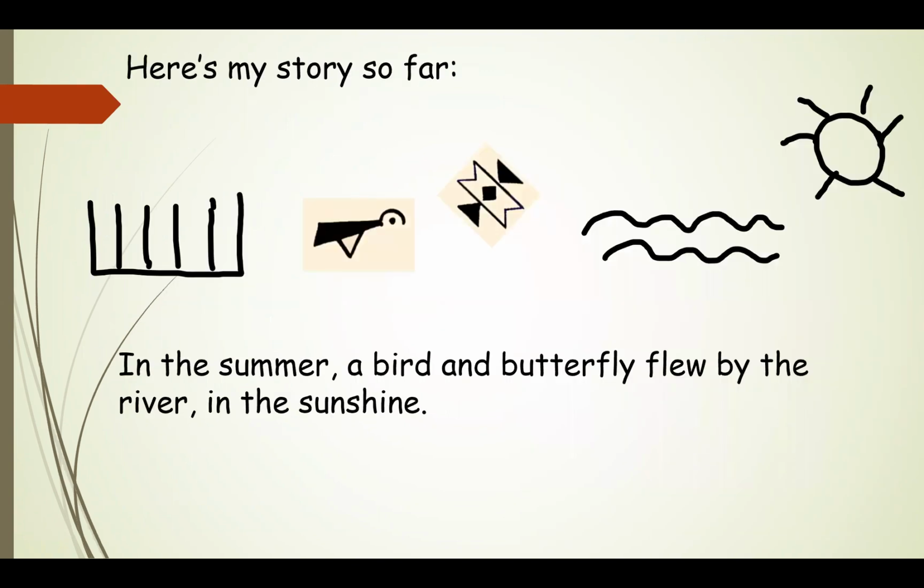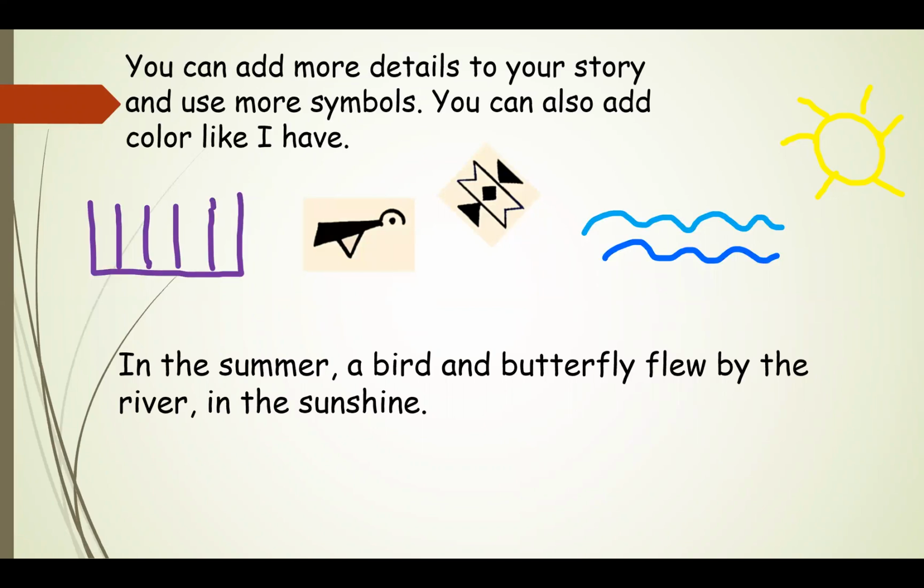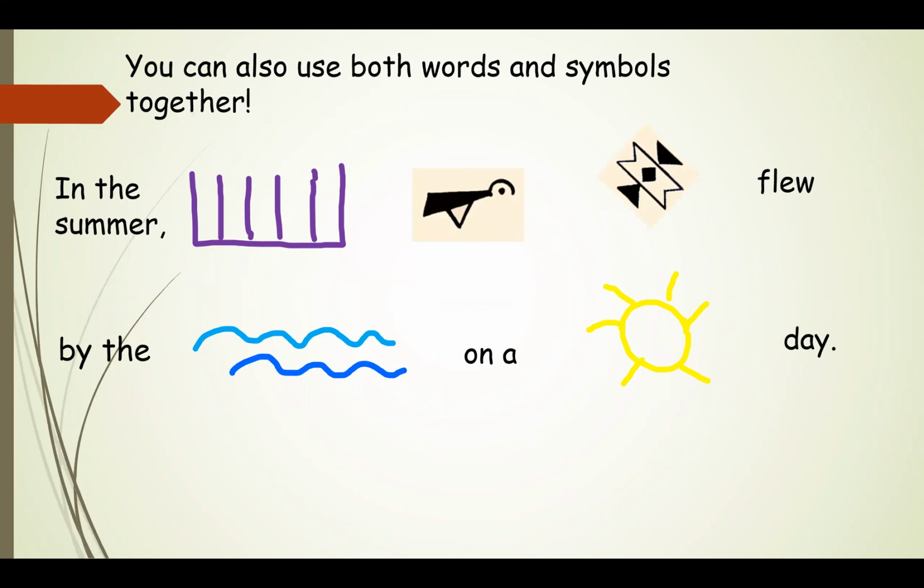So here's my story so far. In the summer, a bird and a butterfly flew by the river in the sunshine. You can add more details to your story and you can use more symbols. You can also add colors like I have. You can also use both words and symbols together. So in the summer, a bird and butterfly flew by the river on a sunny day.